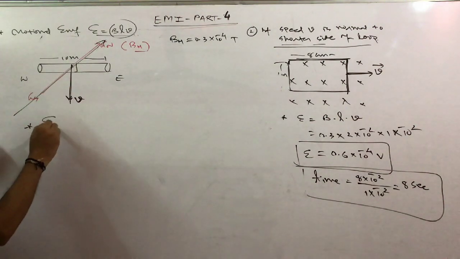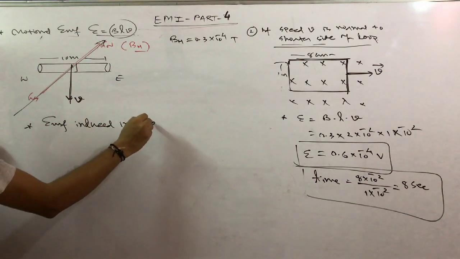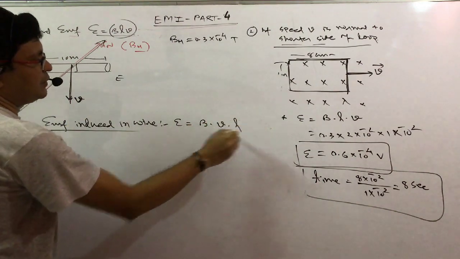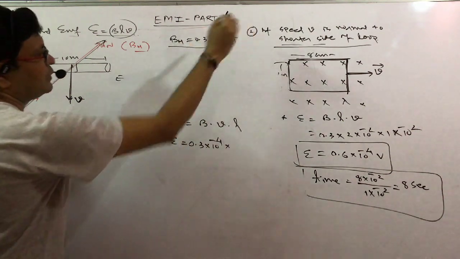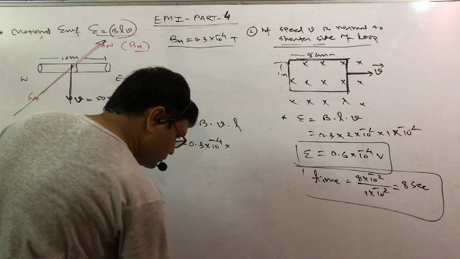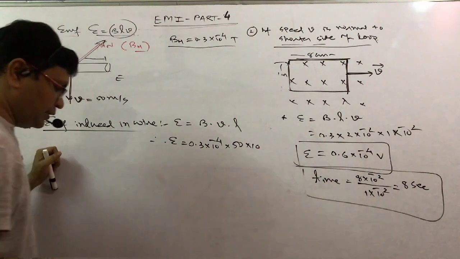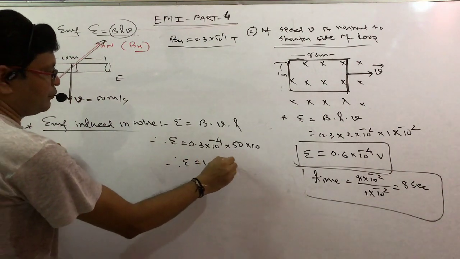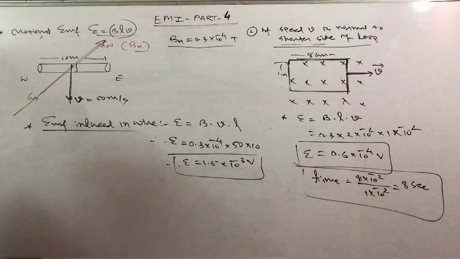in the wire? So we'll write EMF induced in wire. It is motional EMF definitely, so BVL. So B already 0.3 into 10⁻⁴ as per given condition. Speed already given, 50 meter per second. Length already 10 meter. And if you simplify, then answer 1.5 into 10⁻³ volt. This is your induced EMF.